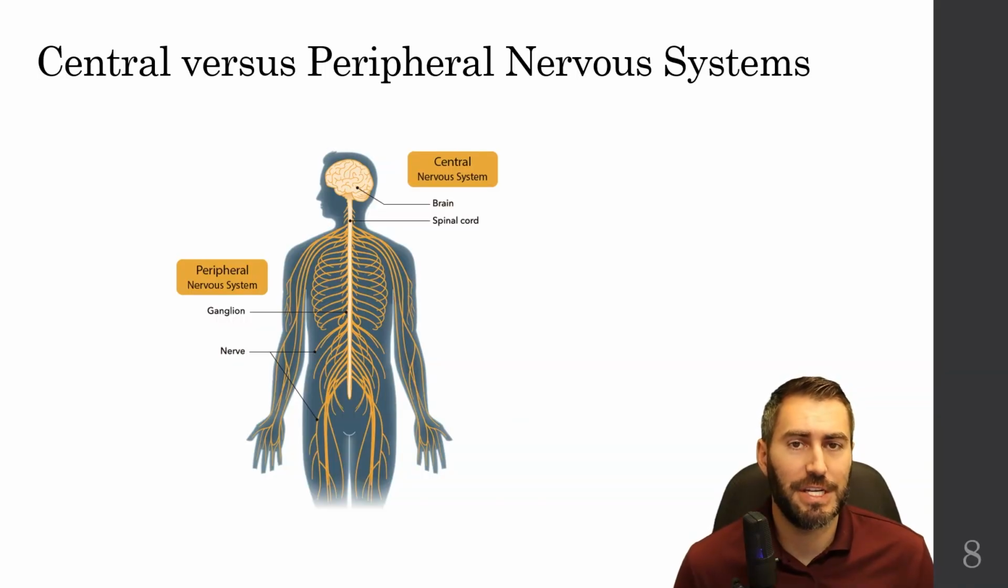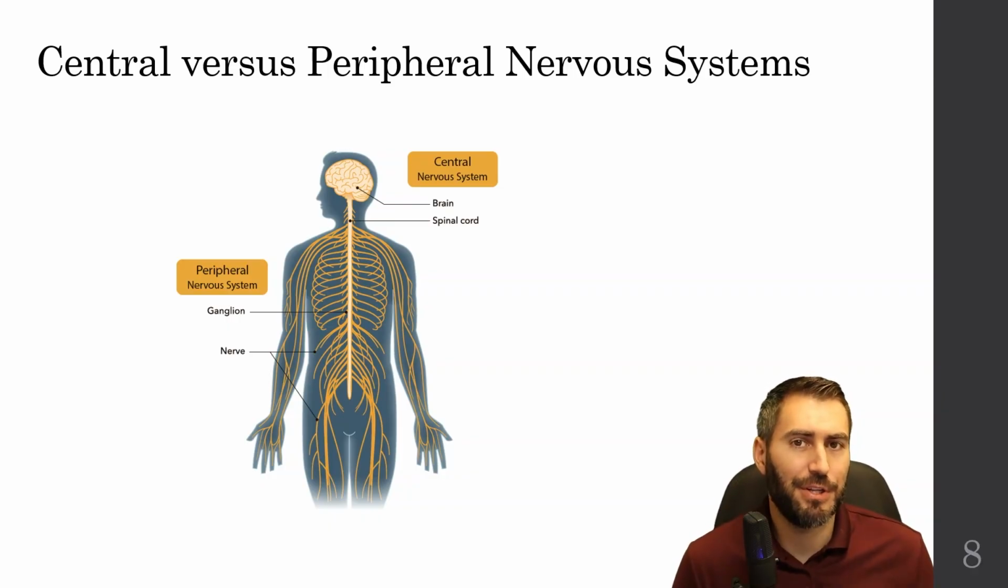All right, let's talk now in this section of the chapter about the overall structure of the nervous system and how we organize it into different subsections and what those subsections are responsible for doing. So let's go ahead and look first at the overall structure of how we organize this.